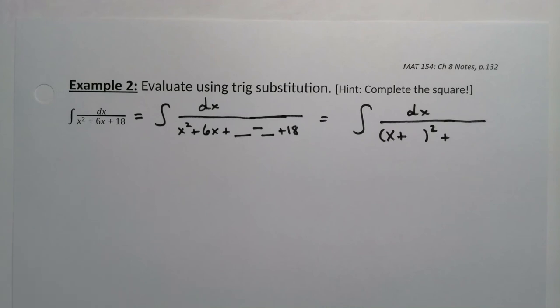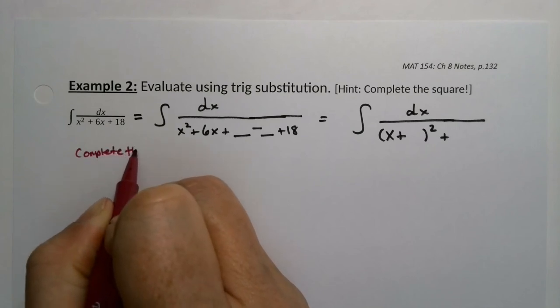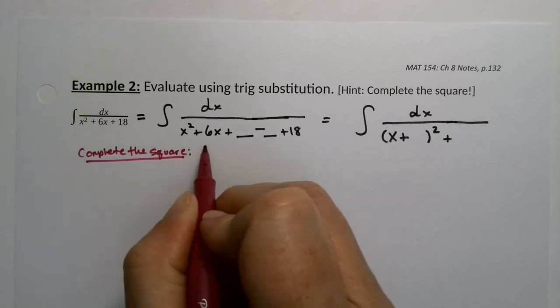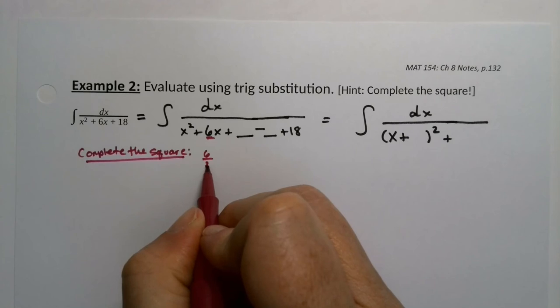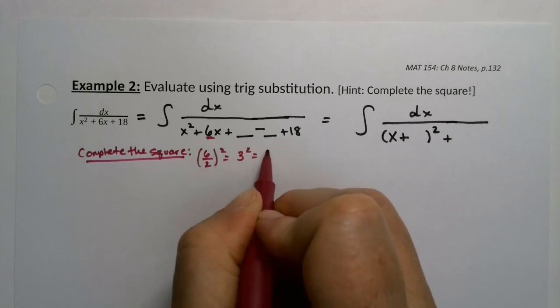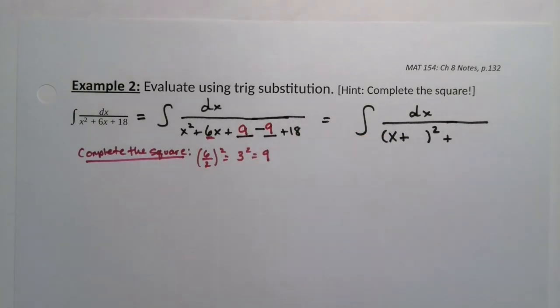So if I take 6 and divide it by 2, you take the middle term, or the linear term, I should say. So 6 divided by 2, and you square it. It's 3 squared, which is 9. So we're going to add 9 and subtract 9.